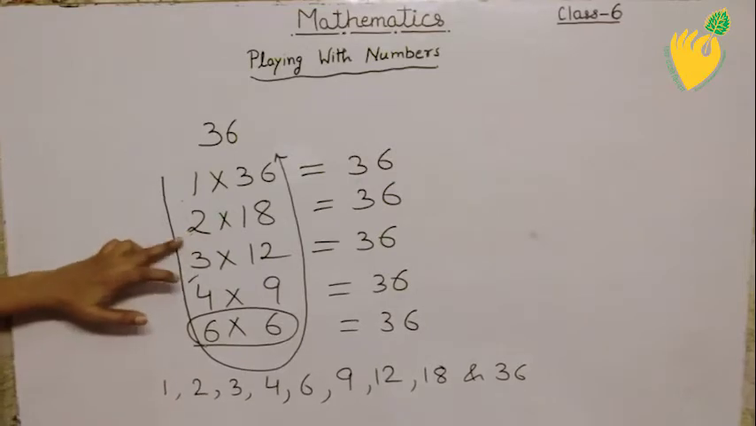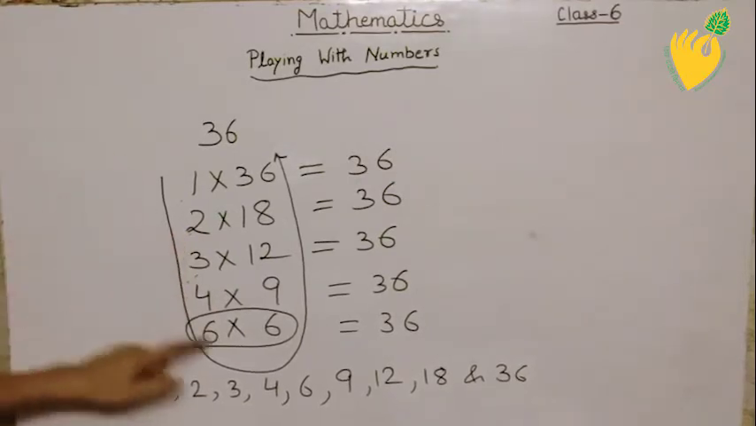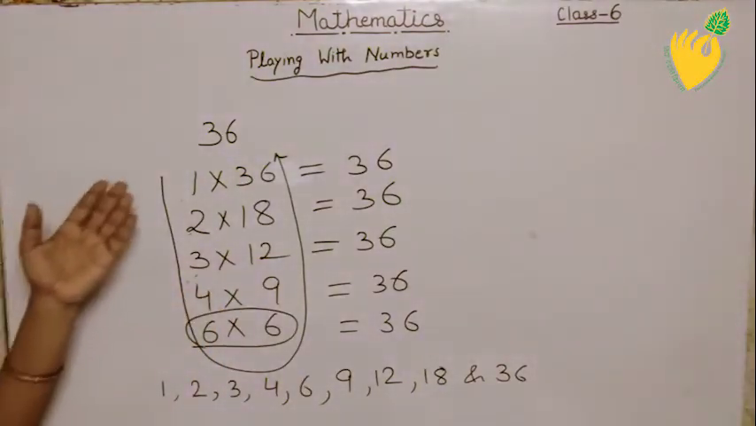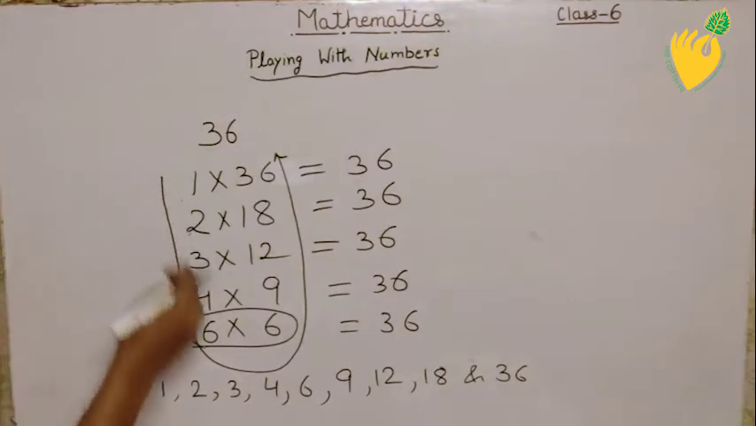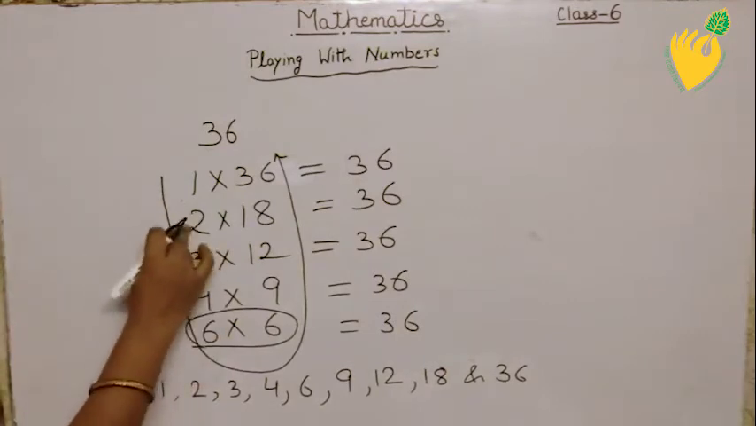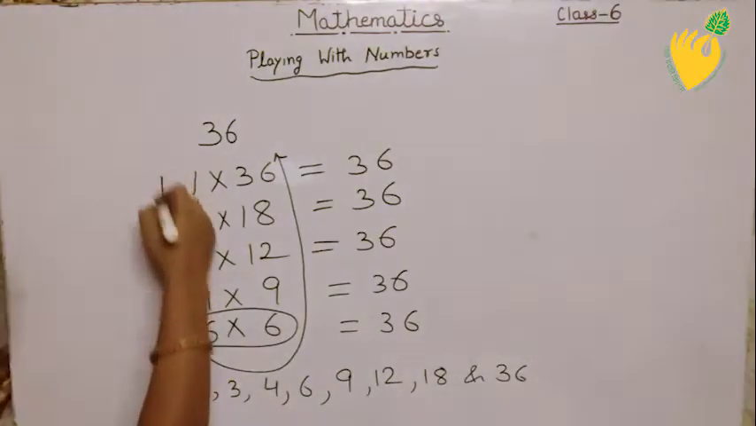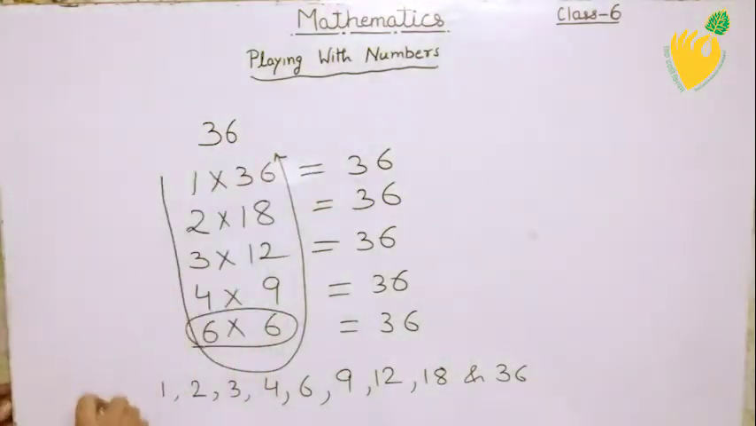Students, from left hand side to right hand side, I have made a U. That means you have to write the factors in increasing order. And when you write numbers like this in a sequence, then you will automatically get the factors in increasing order by making a U from left to right like this.